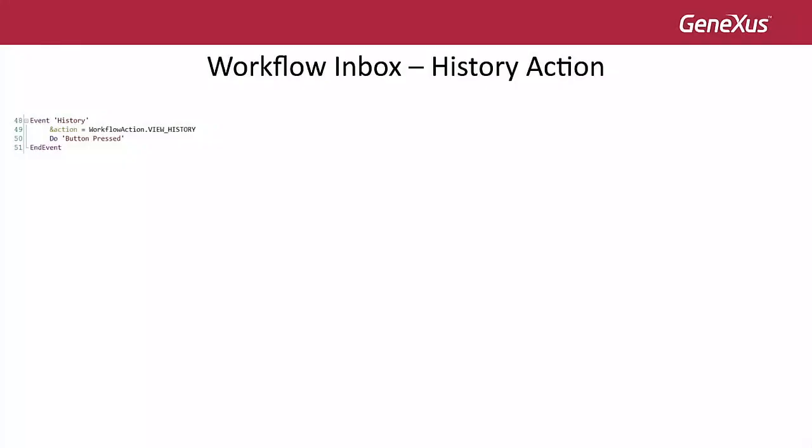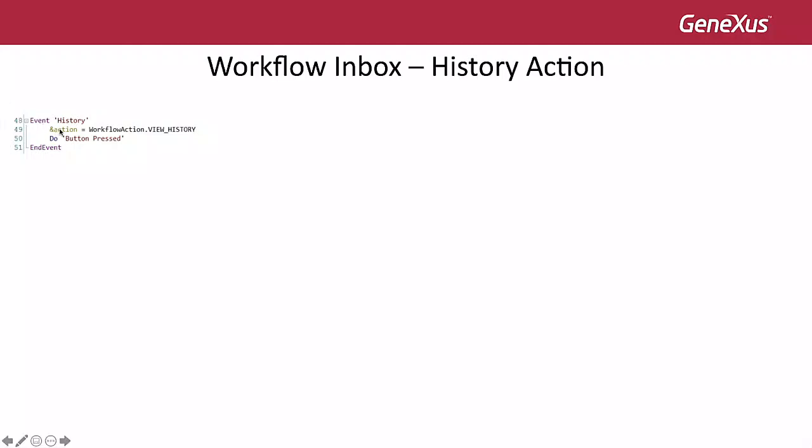In the workflow inbox of the custom client, if we select a work item from the grid and press the history button, it will present the history panel. This panel presents a list of all the work items that have been executed from the process instance. And to do so, it executes the following code. When the button history is pressed, it will execute the event history.